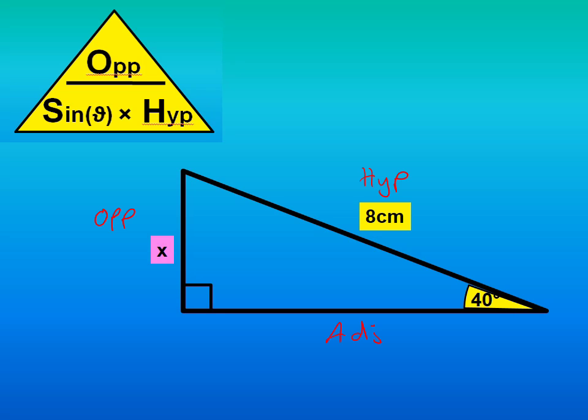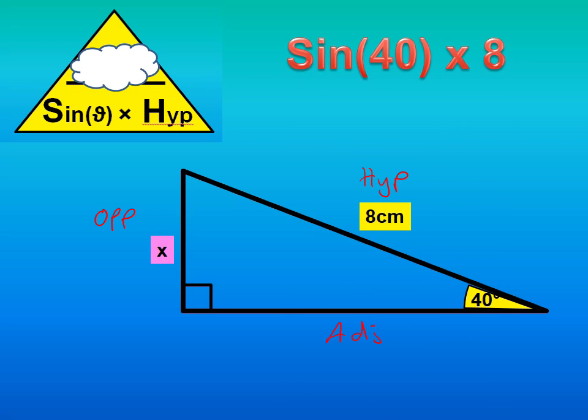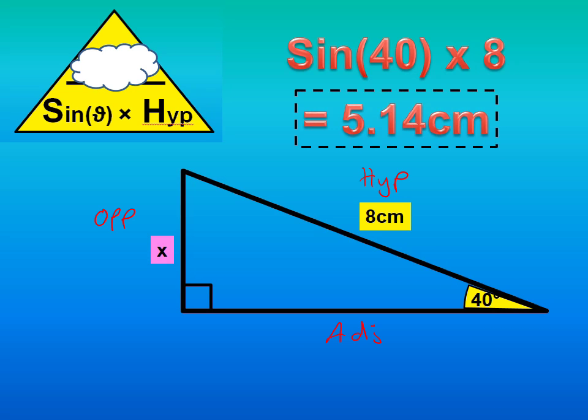Now, I'm trying to calculate x, which is the opposite, and so I'm going to cover the opposite on my formula triangle. And that leaves me with sine theta times hypotenuse. So, sine theta, 40 is my angle, times by hypotenuse, which is 8. Put that into your calculator, and that gives me 5.14 centimeters. That is my answer. X on my right angle triangle is 5.14 centimeters.